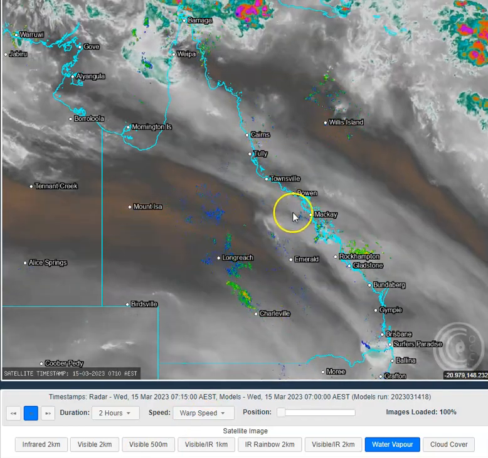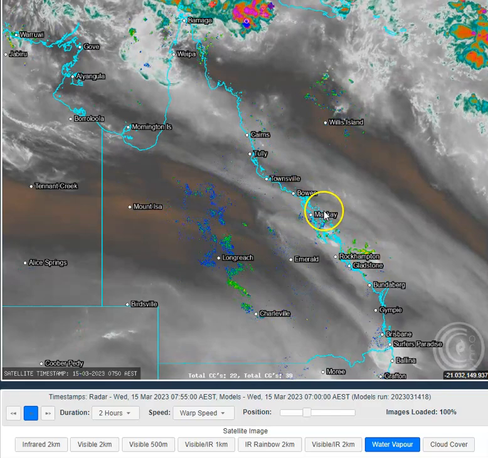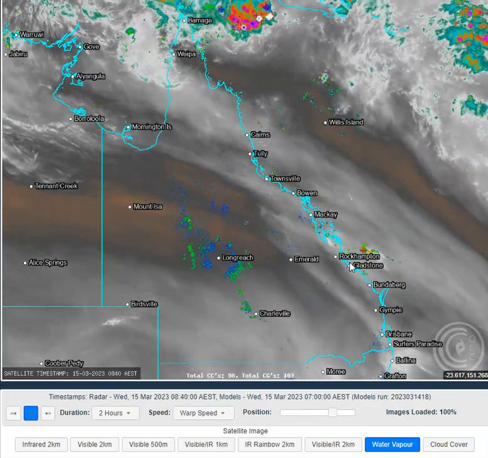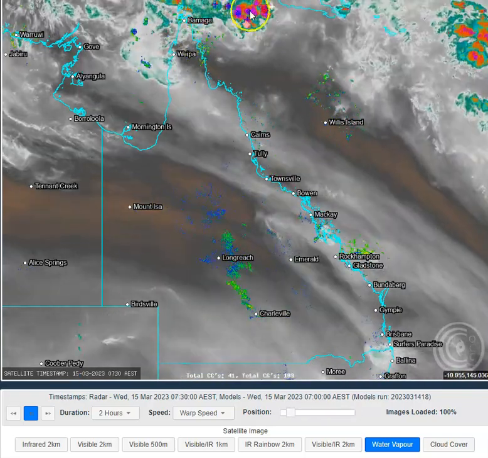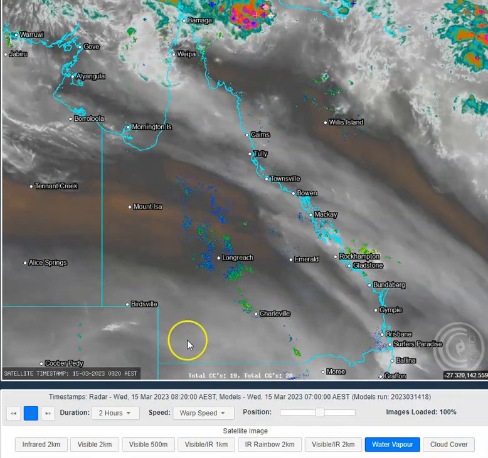All right, we've got a couple of showers off the northeast Queensland coast, a couple of showers off the central east Queensland coast. Outside of that, there's not too much going on. A couple of showers also off the northeastern Cape Coast, and you can see significant storm activity up there in the northern parts of the Coral Sea.